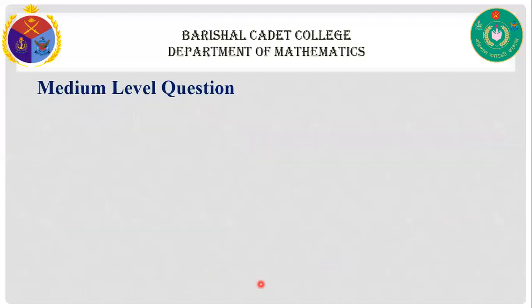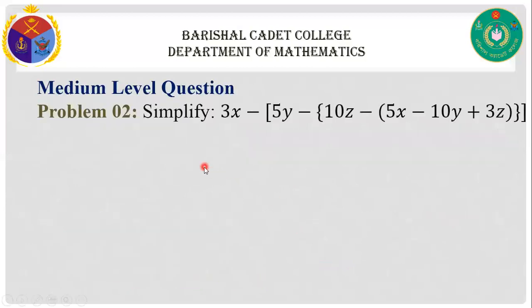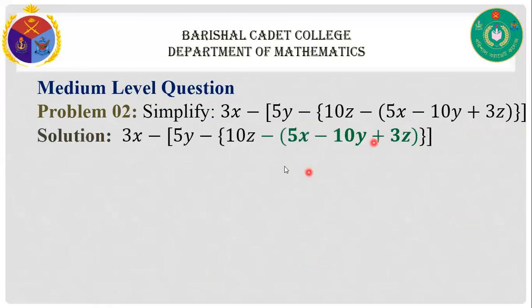Now another medium level question, problem 2. Simplify 3x minus 5y minus 10z minus 5x minus 10y plus 3z, first bracket close, second bracket close, third bracket closed. So here we have first bracket, second bracket, and third bracket. So this is first bracket, and before the first bracket we have negative sign.